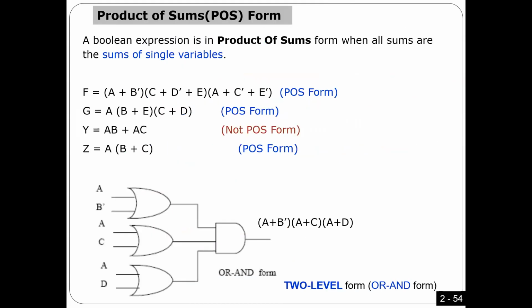Product of sum, how can it be implemented? As you see here, we need one AND. So here I have one term, and this is one AND here. And for every term, I need OR and then AND. One AND, multiple ORs.